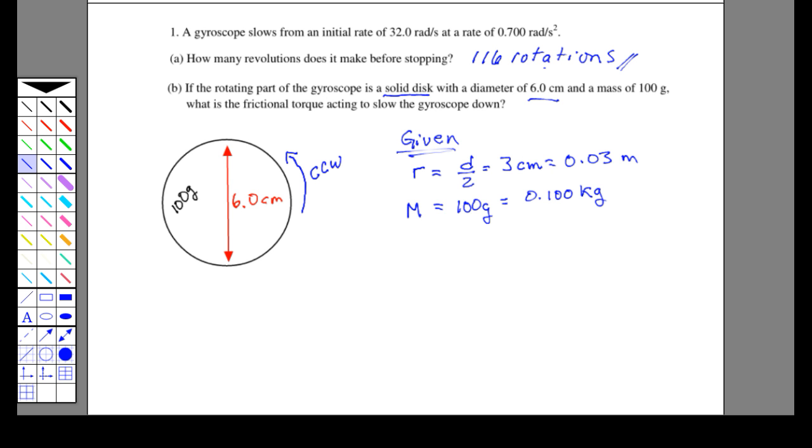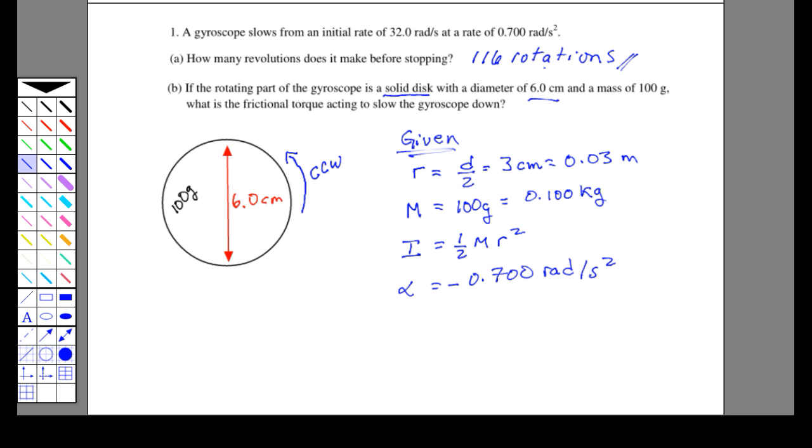And we know that it's a solid disk. That's important. The moment of inertia for a solid disk is 1/2 times the mass times the radius squared. We can use the information from before, and that is that the angular acceleration is negative 0.700 radians per second squared.